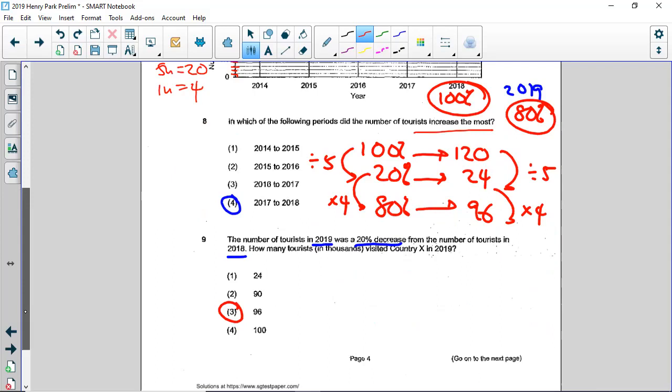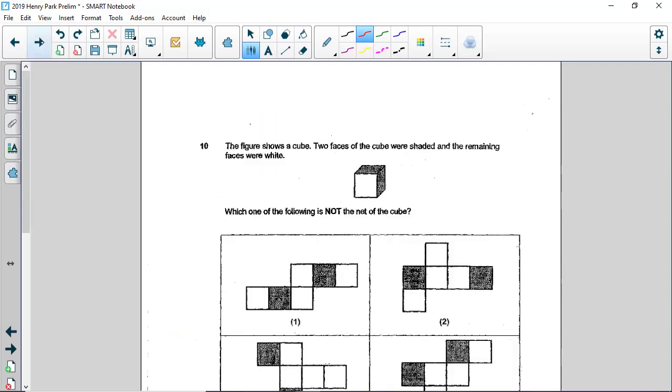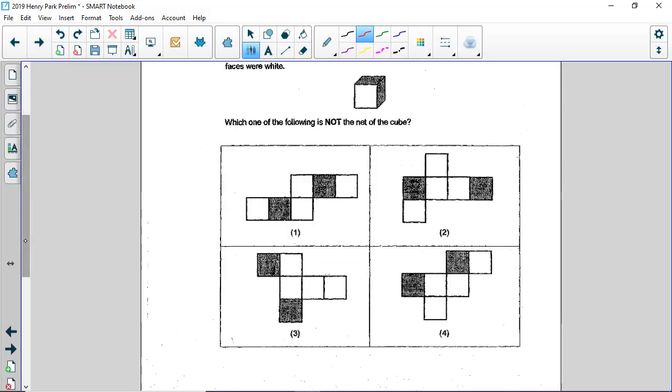Okay, question 10. Now this one will take some time. What is not the net of the cube? There are 4 answers there. So there's a little method you can use. Draw cubes for all the nets. Draw cubes for all the nets.